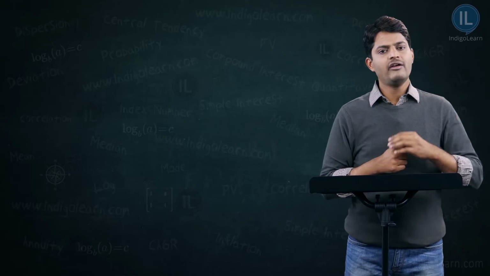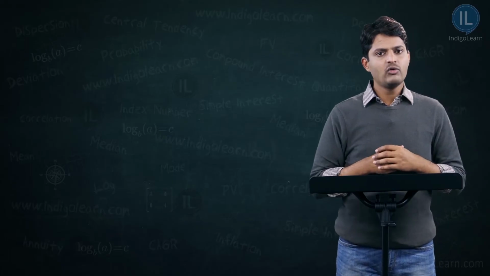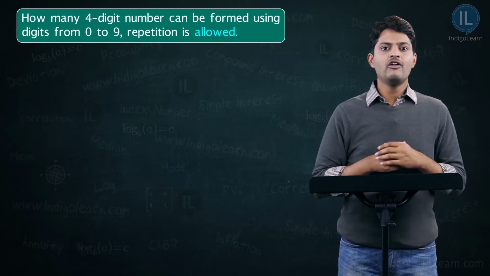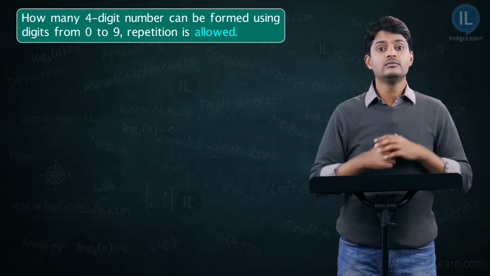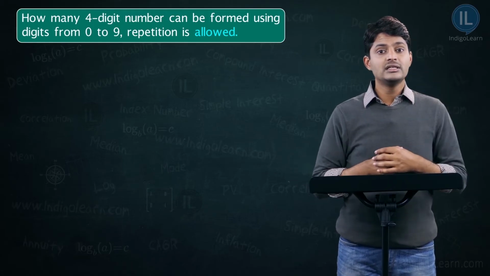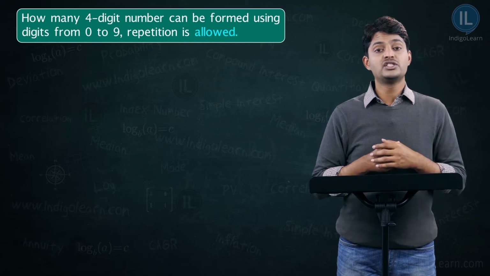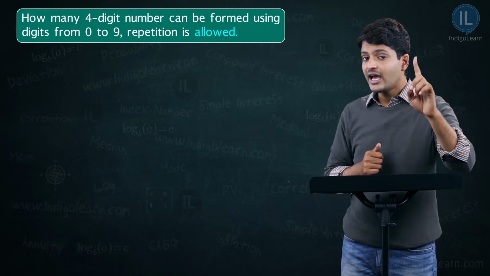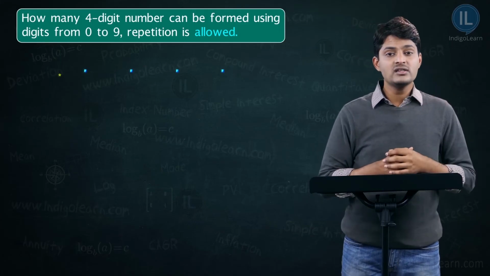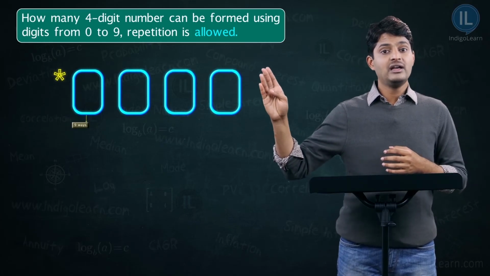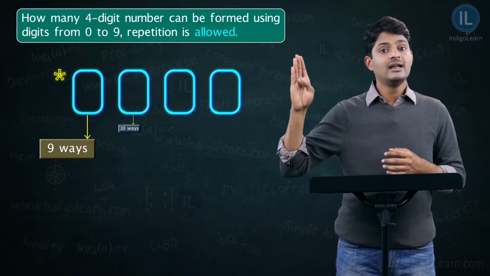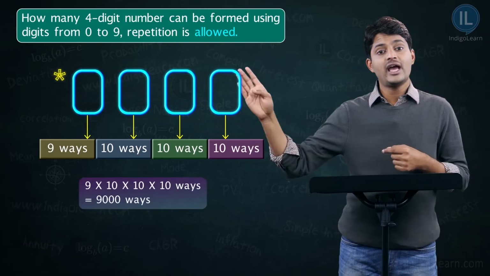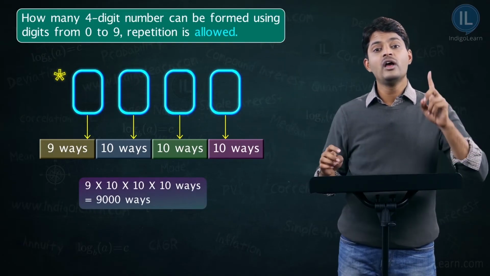Now I am going to ask you a very simple question, okay? Now I want to form a 4-digit number using the digits 0 to 9 where repetition is allowed. Now tell me, how many ways can I do it? Yes, if your answer is 9000, you are spot on, because the thousands place can be filled in 9 ways, hundreds place 10 ways, tens place 10 ways and units place also 10 ways. So 9 into 10 into 10 into 10 will give you 9000.